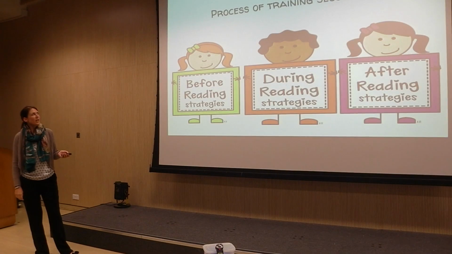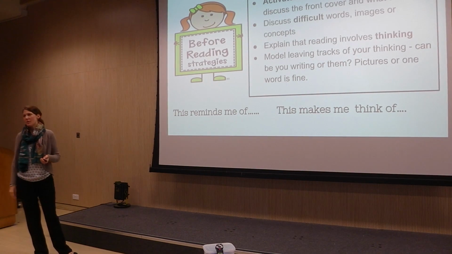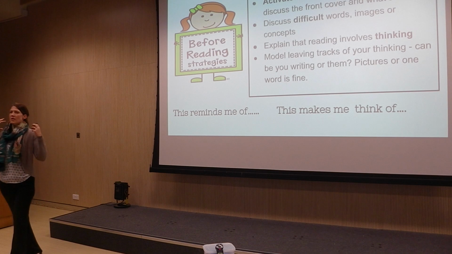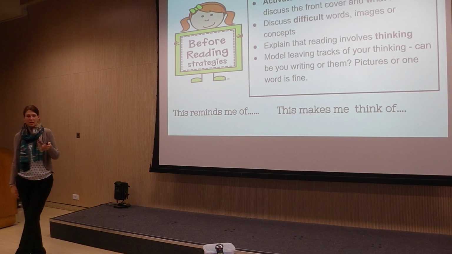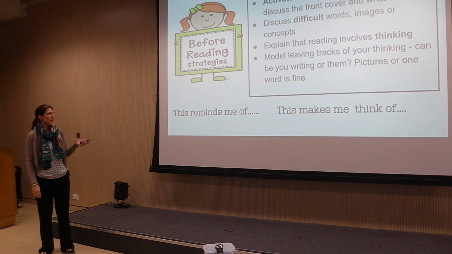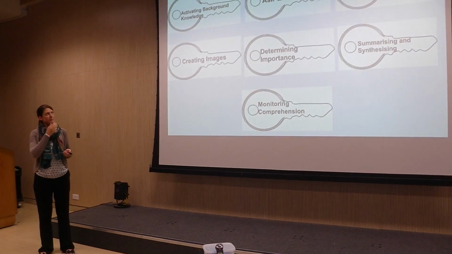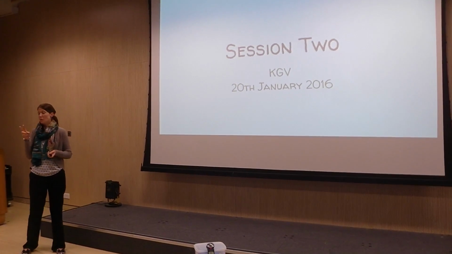So last time we went into the before reading strategies, and we talked a lot about activating the children's background knowledge, and that's the schema. The background knowledge is what they bring to every text before they start to read it. And we talked about helping them to make connections to that. So building on from that, today is session 2.